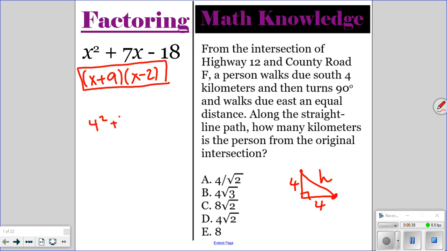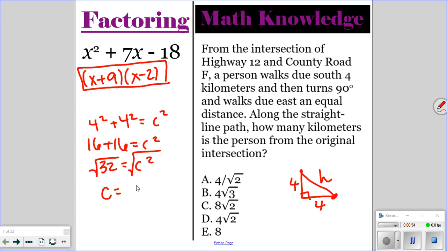4 squared plus 4 squared equals c squared. So 16 plus 16 equals c squared. So 32 equals c squared. And then if you take the square root of that, the square root of 32 reduces. And so I'm going to go over how to reduce radicals. If you've had me before, then you'll know how to do that. Otherwise, you may not. So this is what I do.